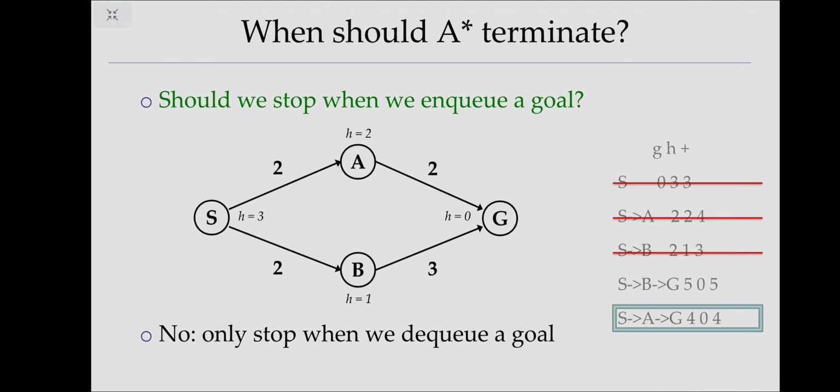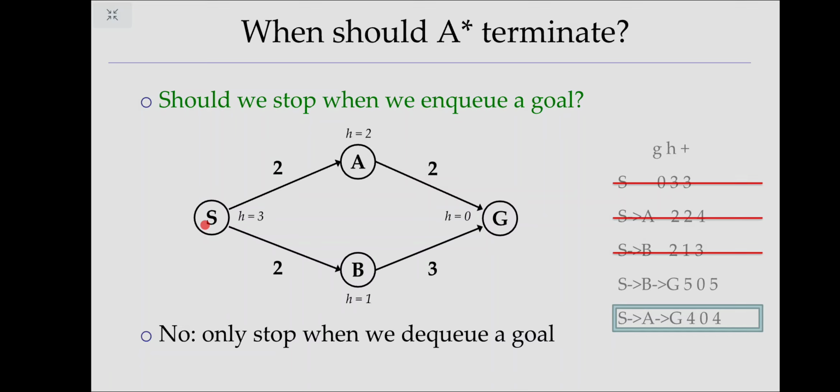Now, we consider the second example. As you see in this example, we start from S. We define 3 columns. First column for G, the second column for H, and the third column for the F, or the summation of G and H. For S, G is 0, H is 3, and the summation is 3. There is no other option.